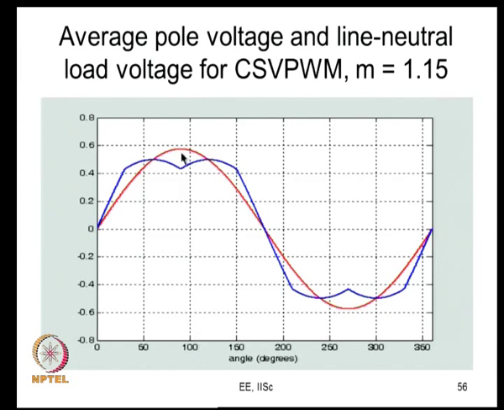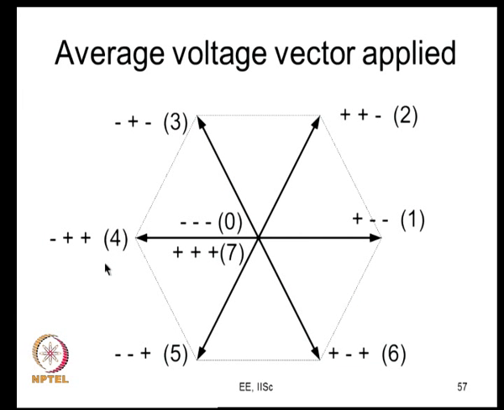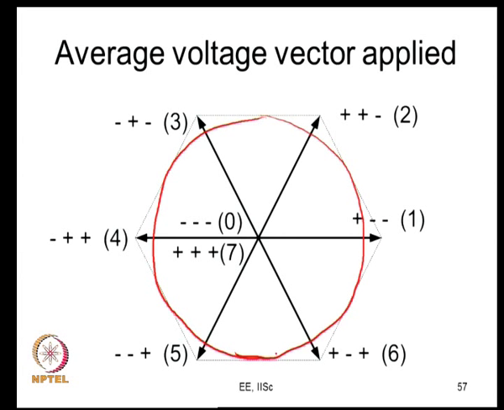So, you are able to pack a higher fundamental voltage of 0.577 VDC into a modulating signal whose peak does not exceed 0.5 VDC. That is what you are achieving now. So, here what happens, you are looking at the average pole voltage. If you look at the different average vectors which are actually produced, you will find their tips follow a circle like this at this modulation index. You do the analysis as we did for sine triangle PWM before.